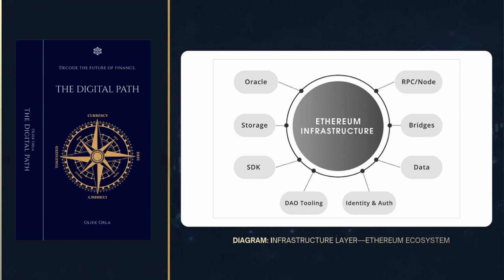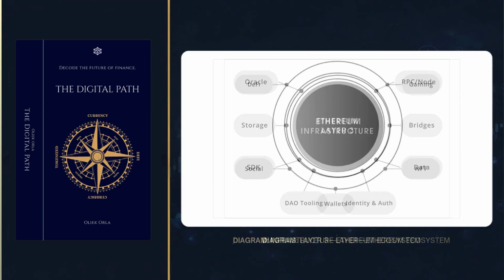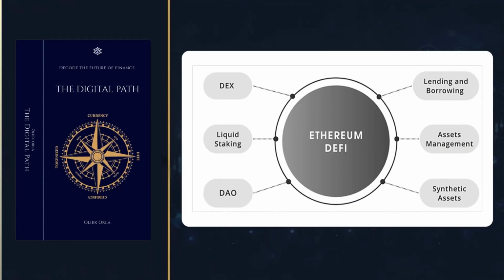DAO tooling. DAO tools enable collective governance of protocols, funds, and communities. Snapshot enables gas-free voting. Aragon provides DAO management frameworks, and Tally offers governance analytics and tracking. Together, these tools transform community intent into real governance actions within the Ethereum ecosystem.